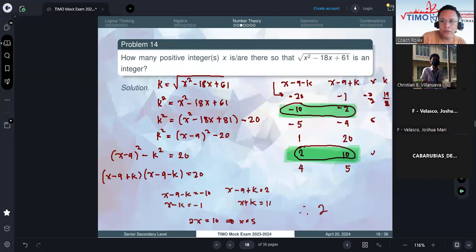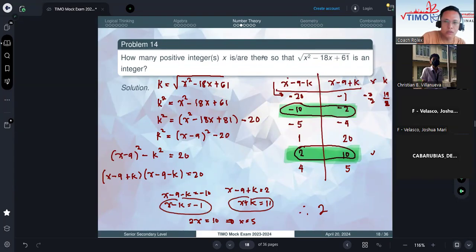x is equal to 5, and here if you solve this one using these values, meaning if you allocate x minus 9 minus k as negative 10 and x minus 9 plus k as negative 2, you can solve an integer x for that. And also with this case, 2 and 10. Add them both, this one and this one. You have x minus k is equal to negative 1, x plus k is equal to 11. If you add them, we have 2x is equal to 10. Then solve for x.